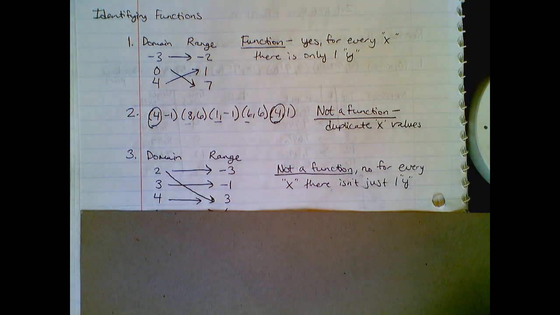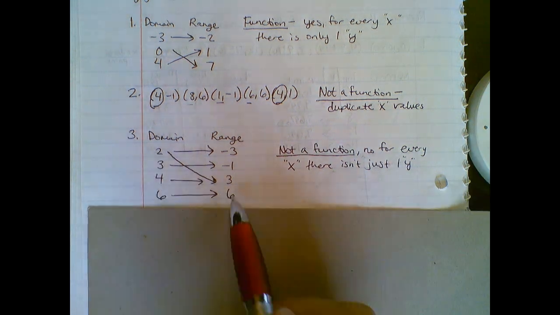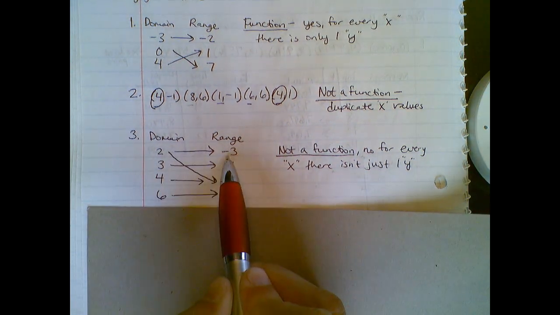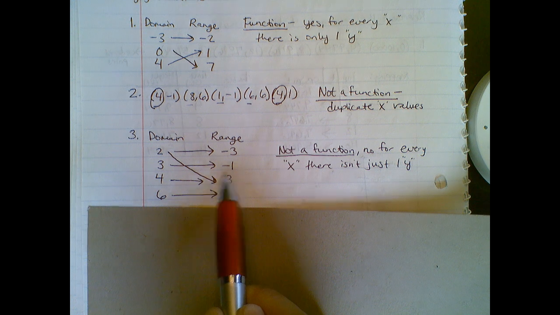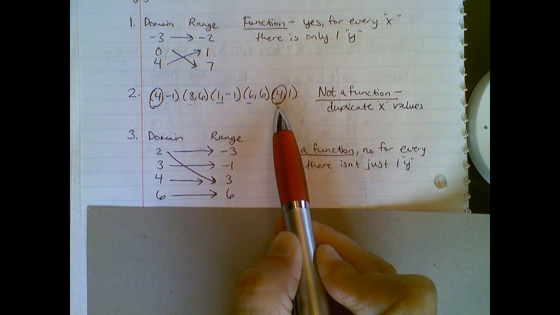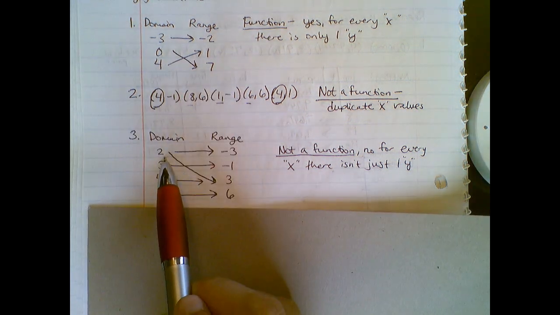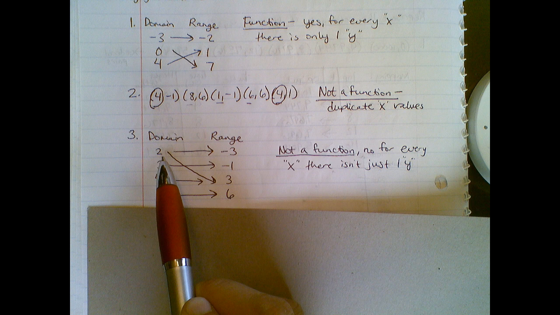Okay, this next one I have mapping. So I could write these as ordered pairs. So (2, 6), (2, -3), I would have (3, -1), (4, 3), and (6, 6). And then I could see if I had duplicate x's. Or I could do the method that I showed you for this first problem. For every x, it can only go to one y to be a function.